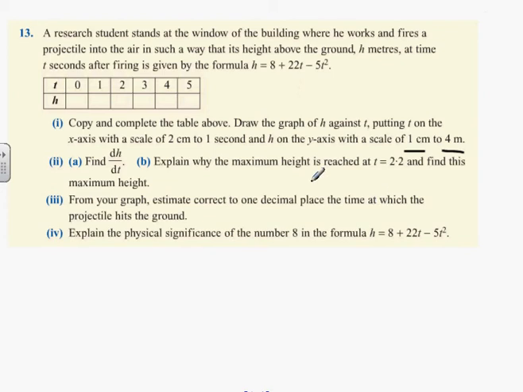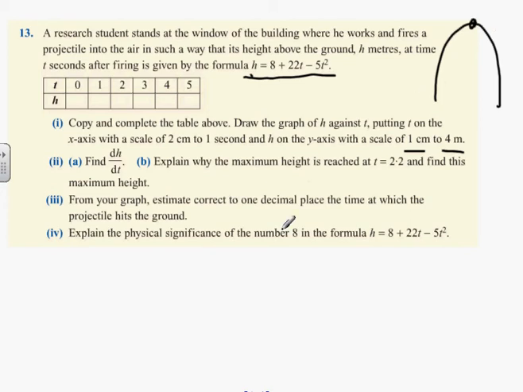Okay. So what's the first thing you do when you see a question like this? A research student stands at the top of a window of the building where he works and fires a projectile into the air such that it's high above the ground. At time t seconds after firing is given by this formula. What type of shape is that? If you were to draw that graph out, what shape are you dealing with? How did you know it was n-shaped? Minus 5t squared. So what goes up comes back down again.